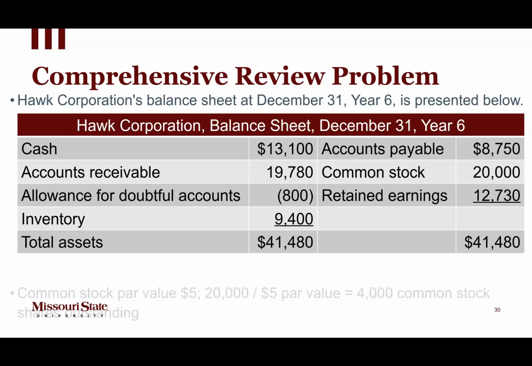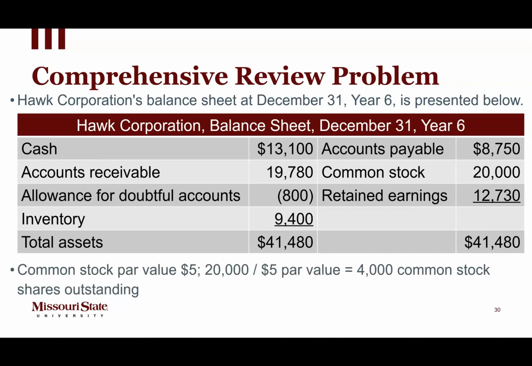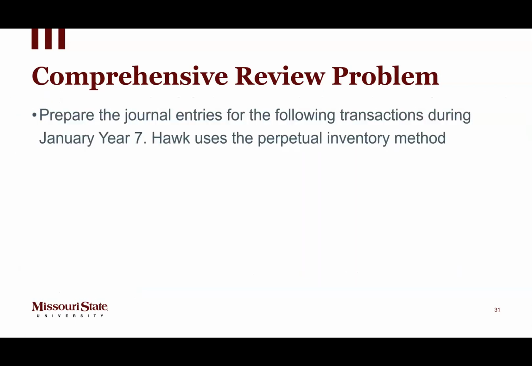All right, so again, we're going to take our common stock par value of $5. $20,000 divided by 5 is 4,000. That is how much common stock we have outstanding. Okay. We're going to prepare journal entries for the following transactions during year 7, January year 7. We use a perpetual inventory method. If you recall, we looked at that note briefly.